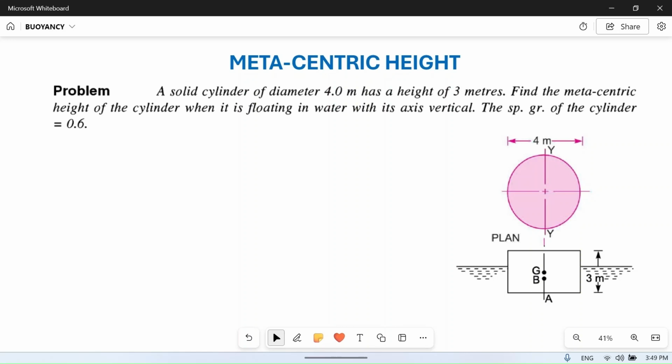So in this video we will solve a numerical problem which is based on the metacentric height. So let's read the problem and note down important parameters.